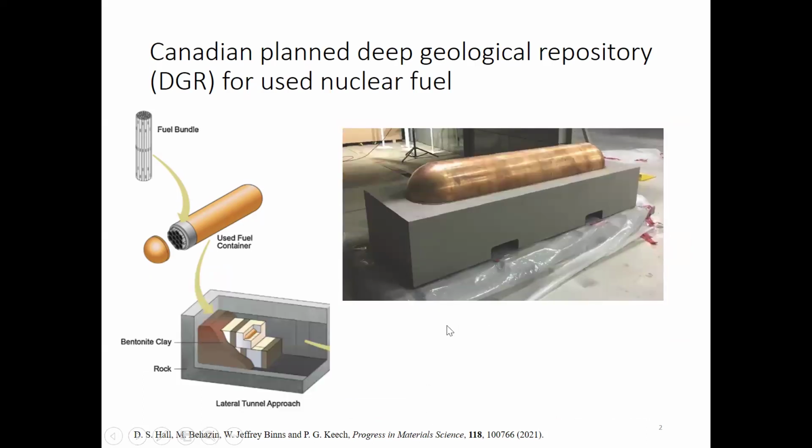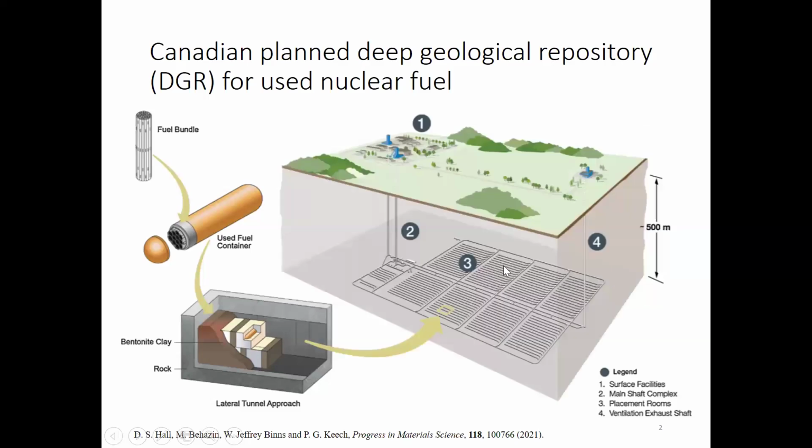4, you're going to have the bentonite clay, and 5, you're going to have the DGR itself. For today's lecture, we're going to be focusing on 2 aspects of this. One is going to be this copper coating in terms of how corrosion works with it, and the underlying carbon steel where it can play a role. And second is going to be the pellets themselves.